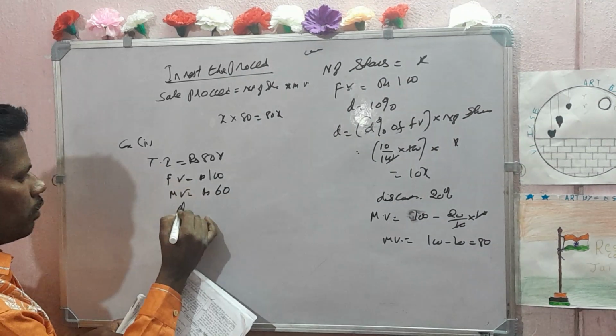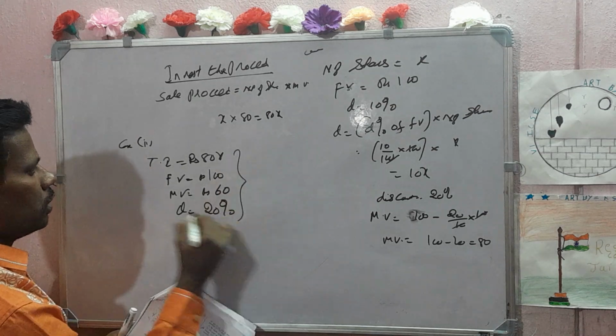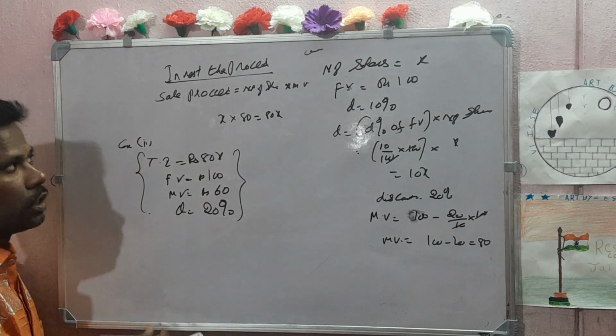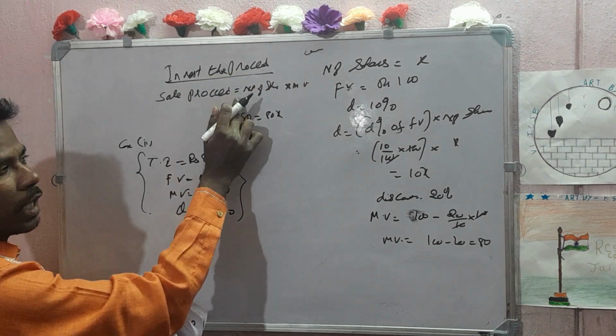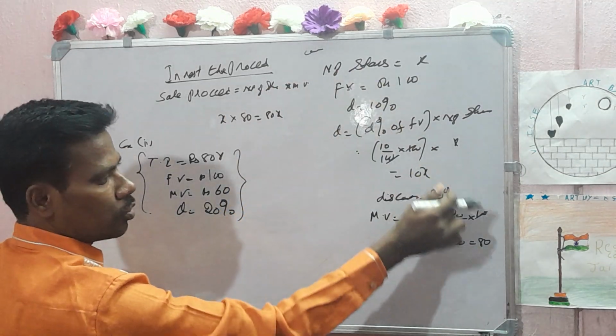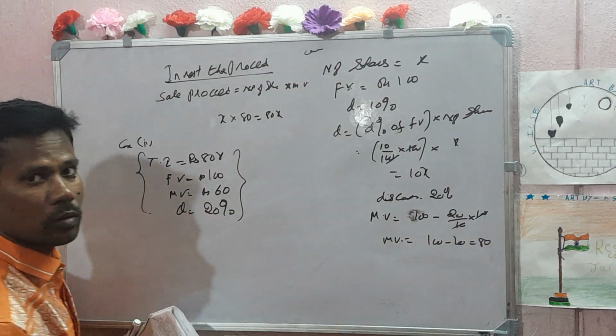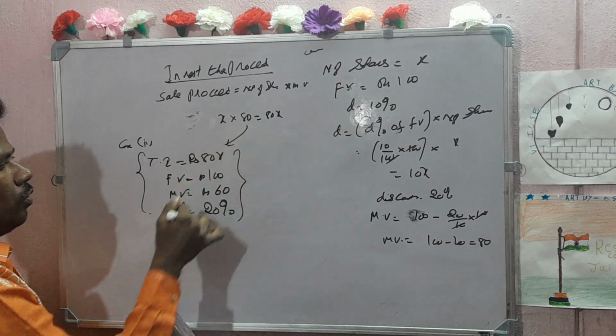Paying 20% dividend. So these are the second condition. Case 2: sale proceeds, invest the proceeds. Sale proceeds means write down number of shares into market value. Number of shares is x, so market value is 80 now. So this becomes the investment for case 2.